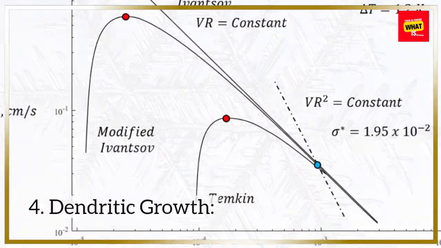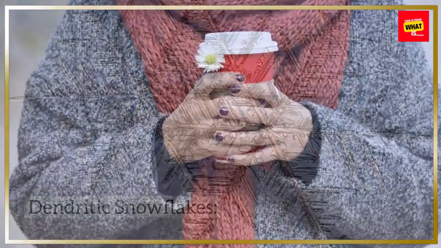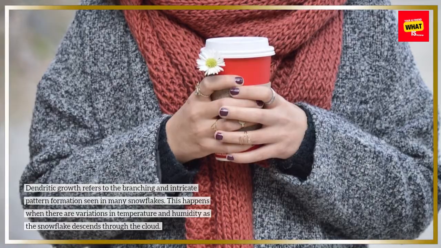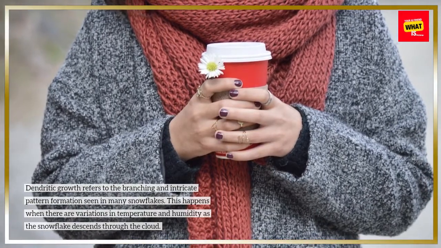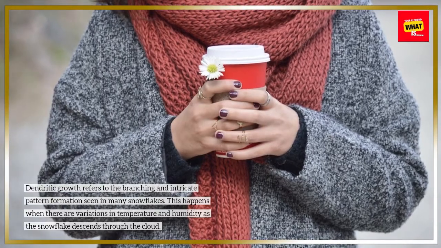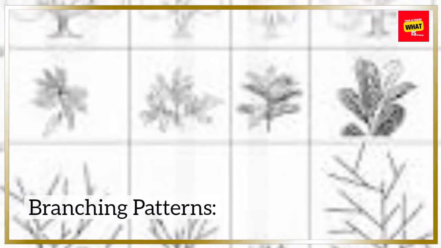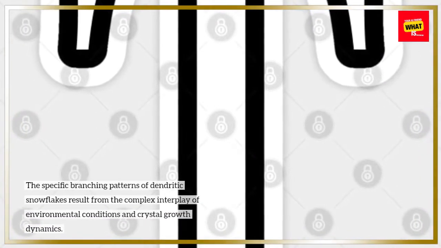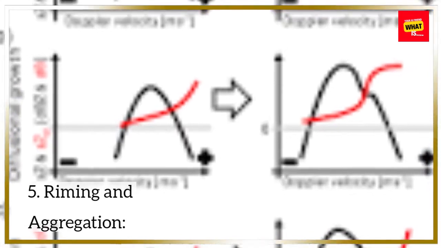4. Dendritic growth. Dendritic snowflakes. Dendritic growth refers to the branching and intricate pattern formation seen in many snowflakes. This happens when there are variations in temperature and humidity as the snowflake descends through the cloud. Branching patterns. The specific branching patterns of dendritic snowflakes result from the complex interplay of environmental conditions and crystal growth dynamics.